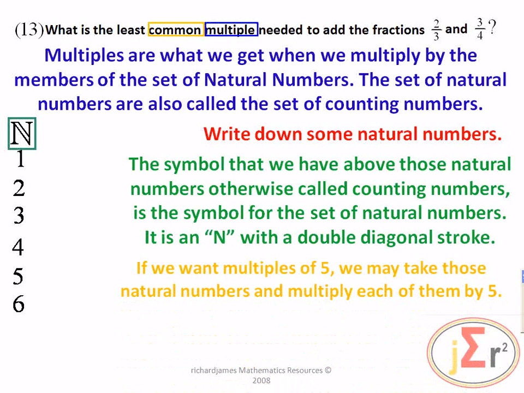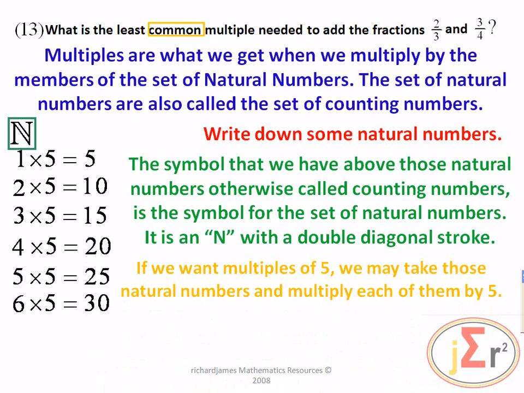If we want multiples of 5, we may take those natural numbers and multiply each of them by 5. Right, so we multiply each one of them by 5, and we will get multiples of 5. So do that, which is no different from the set that we had before. So we have these natural numbers, multiply them by 5, what do we end up with? 5, 10, 15, 20, 25, 30, and all of those are multiples of 5. 5 can go into them without leaving a remainder. Each one of them is a multiple of 5.